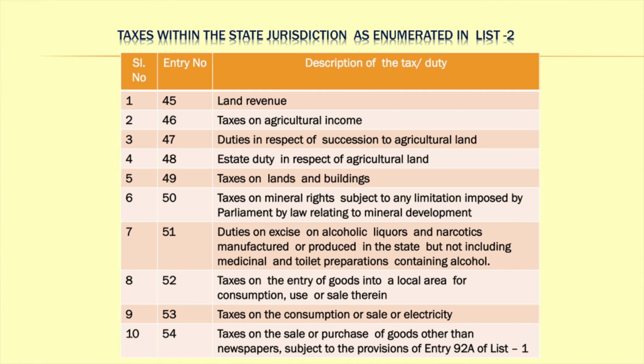In every state, the minerals are located only in state jurisdiction. Of course, the minerals are grouped into major minerals and minor minerals. But whenever the central or union government is trying to extract these minerals from a particular location, then the state where the mineral deposits are located has a right to impose certain duties, or a right to collect some fees. That is called the right for minerals. That comes under entry 50, taxes on mineral rights subject to limitations imposed by Parliament by law relating to mineral development.